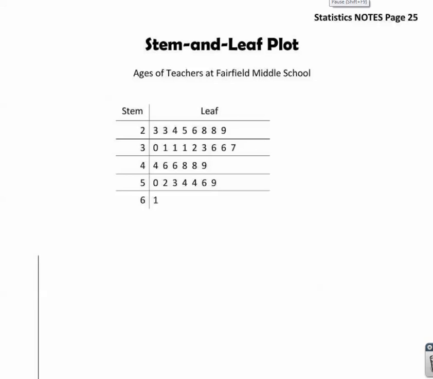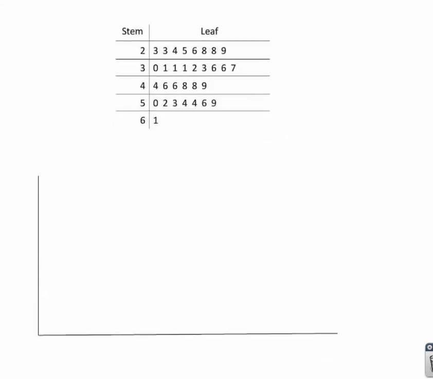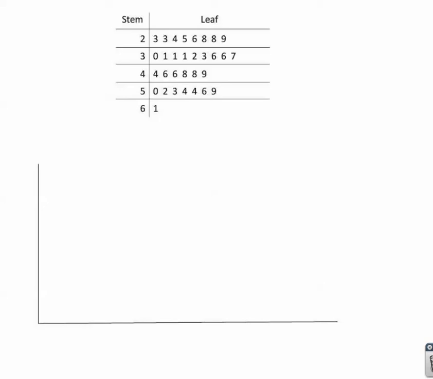Let's look at the stem and leaf plot. So if you can turn the page one more time. This stem and leaf plot talks about the ages of teachers at Fairfield Middle School. The first thing you have to do to create your histogram is you're going to need categories or intervals.